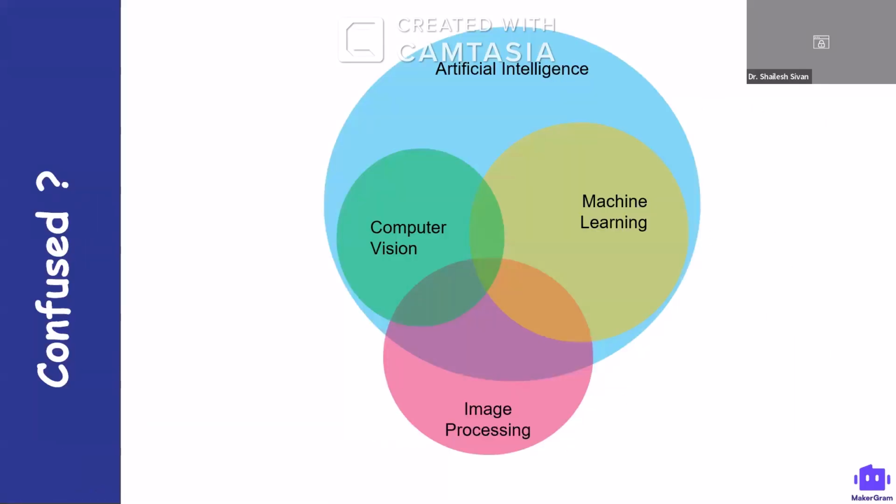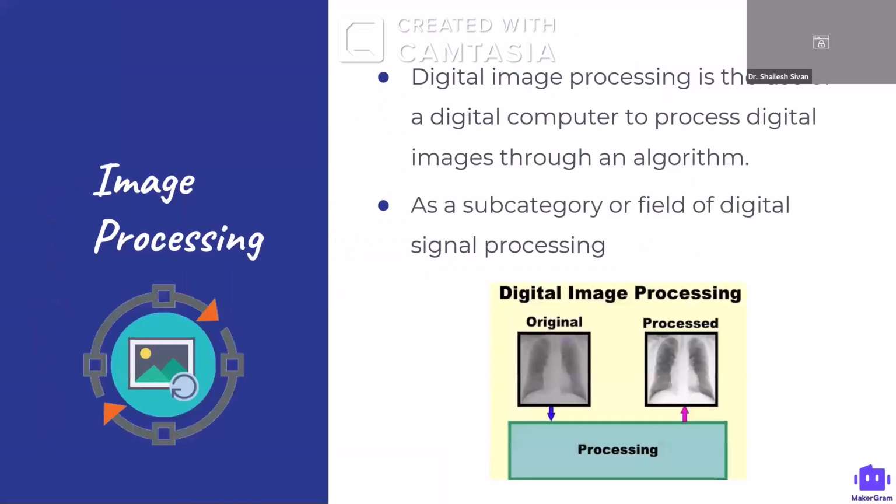People are getting confused regarding computer vision and image processing. People don't know whether they are doing an image processing technique or a computer vision task. So first we can understand what computer vision is, what image processing is, and how they are connected.